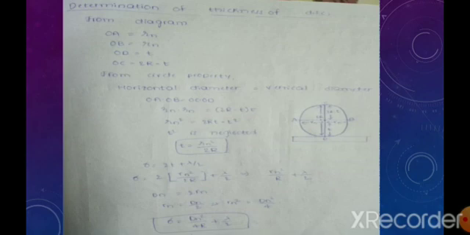Now the path difference delta equals 2t plus lambda by 2. Delta equals 2 into Rn square by 2R plus lambda by 2. That equals Rn square by R plus lambda by 2. Dn equals 2 small rn, so rn equals dn by 2, that is diameter by 2. This implies rn square equals dn square by 4. Now the path difference equals dn square by 4R plus lambda by 2.